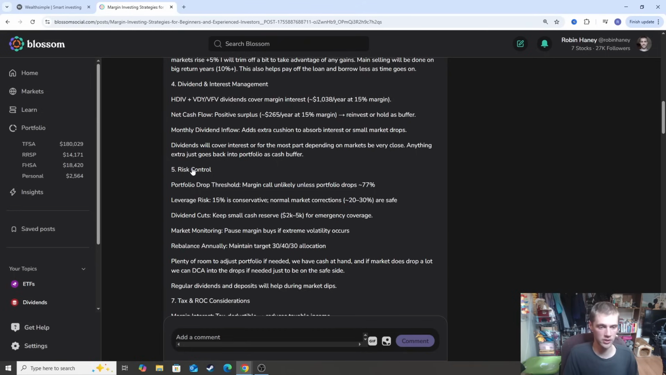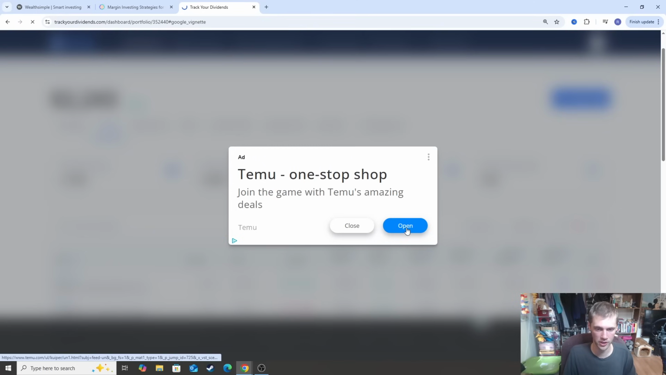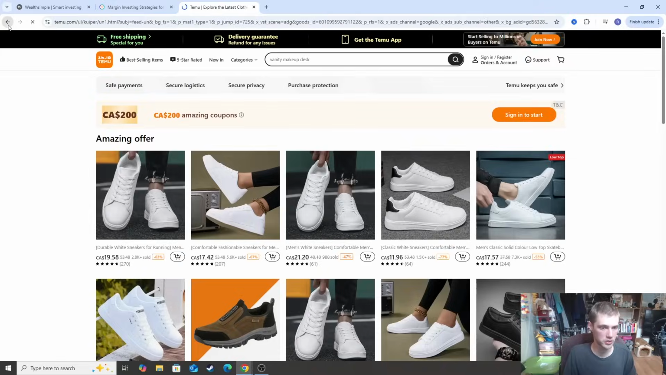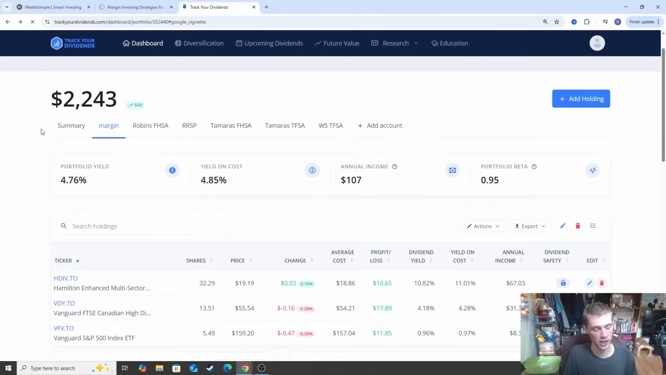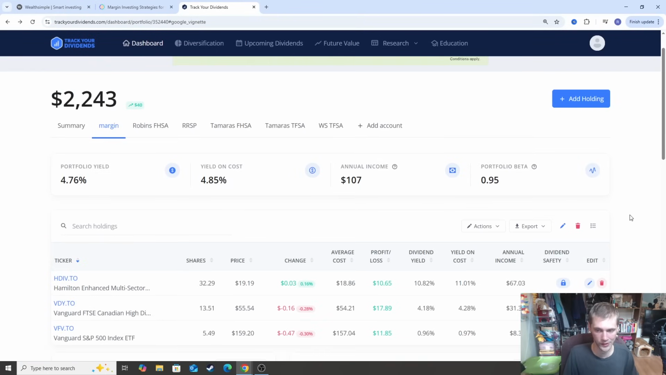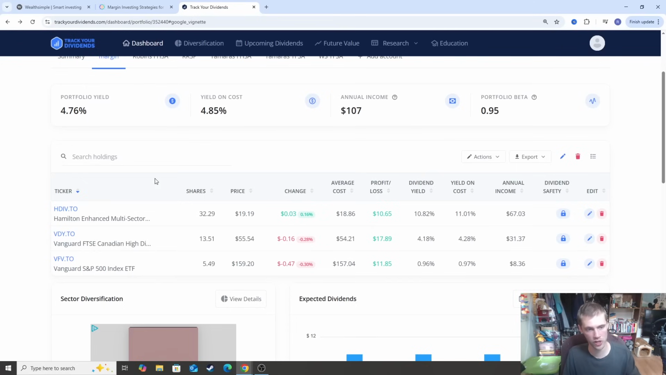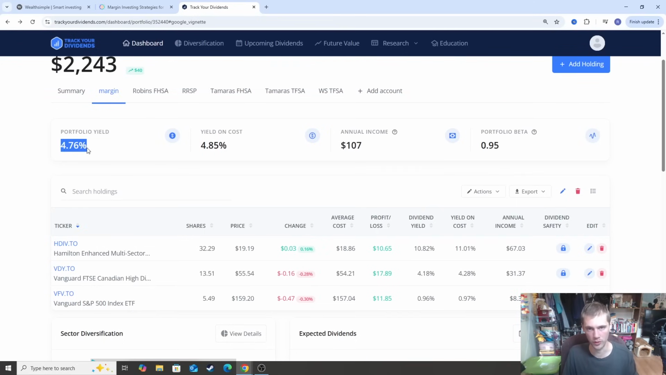But I'm going to show you guys a quick thing on Track Your Dividends, because we can actually see what our portfolio yield is, and also see what the interest rate is. All right, so here's the margin account on Track Your Dividends. So this is a cool little website where you guys can put in your portfolio, whoops, didn't mean to click that ad there, and I've been basically topping off the margin account. I kind of update it every couple days or once a week or so. So this isn't 100% accurate, but I can put my holdings, I can put my shares, and I can see the portfolio yield, because it's hard to track it on Wealthsimple. It doesn't really show you.